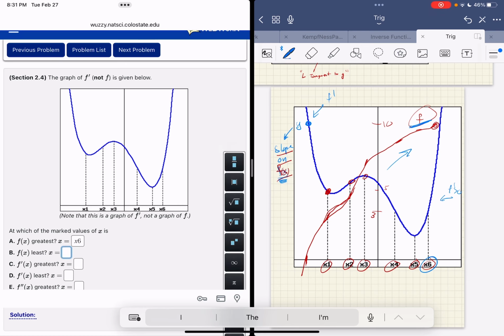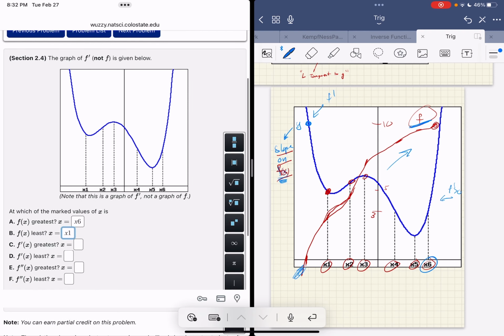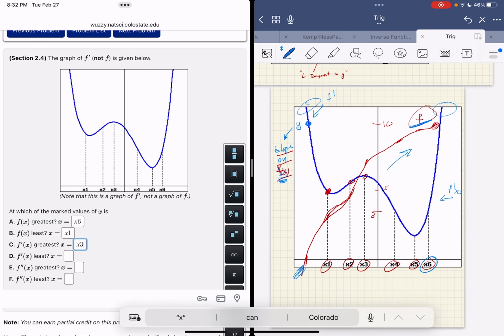Where is f of x the smallest? That's x1. It's at the beginning of your journey. And I only get to select from these x values, right? Because it's smaller over here, but whatever. Okay, where is f prime greatest? So f prime is what's shown. So where's f prime greatest of my options? That's x3. Again, it's actually greatest up here, right? But I don't get those choices. Oops, f prime greatest, that's x3.